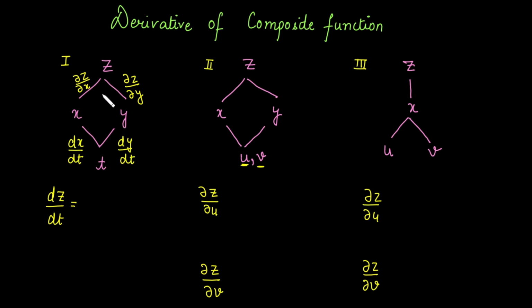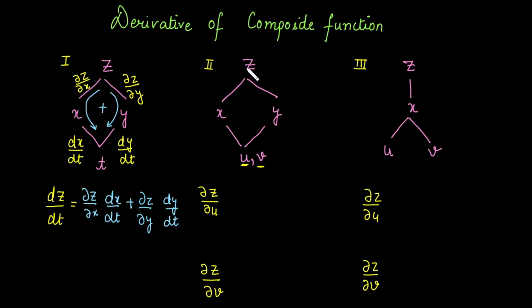Now how to write the chain rule? We will take these two terms in a product, these two terms in a product, but add these two. That is, the derivative of z with respect to t is equal to the partial derivative of z with respect to x into dx by dt, plus the partial derivative of z with respect to y into dy by dt. The same rule we will follow in cases 2 and 3.